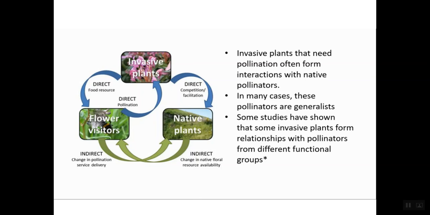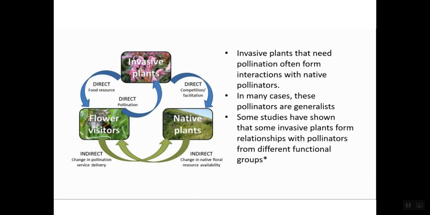Those invasive plants also compete with the native plants for the space and the resources. But indirectly, what you see is that the pollinators will not pollinate the native plants as much just because there's other food available. And so there's less plants for the pollinators to use in the future.